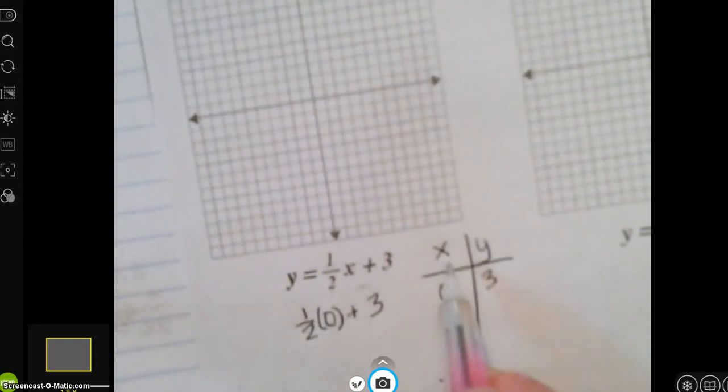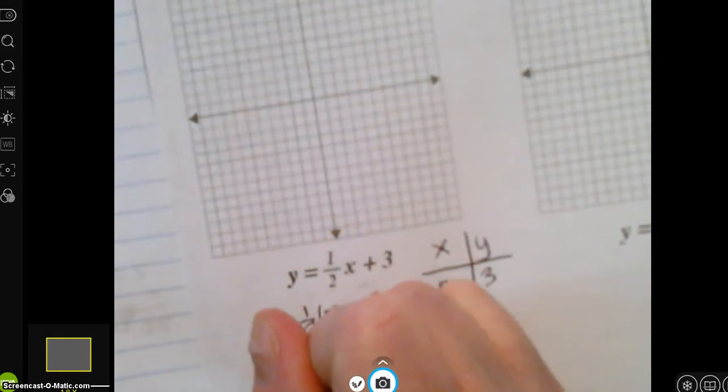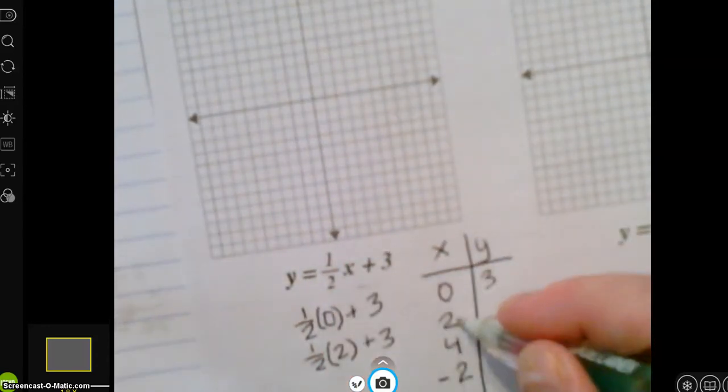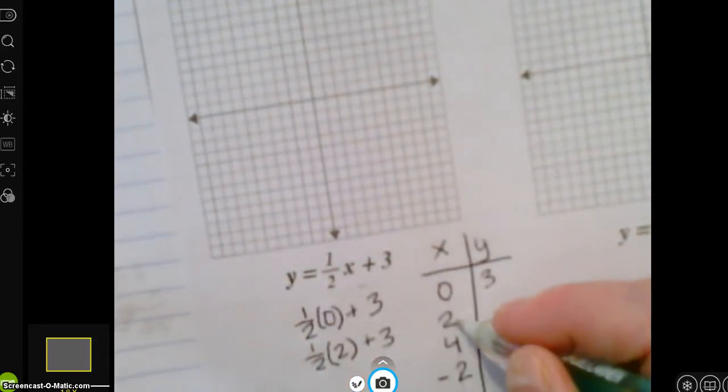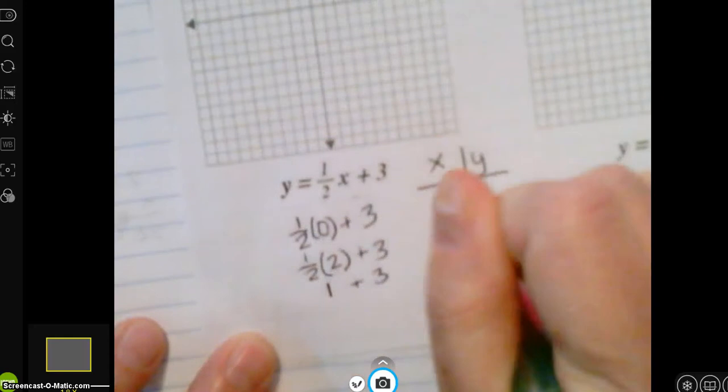So now we're going to start again, but this time instead of 0, x is going to be 2. Half times 2 plus 3. So I'm just taking this equation, and each time I'm plugging in the x value. Okay, so here I'll show a little bit of work. What is half of 2? So half of 2 is 1, plus 3 is 4.